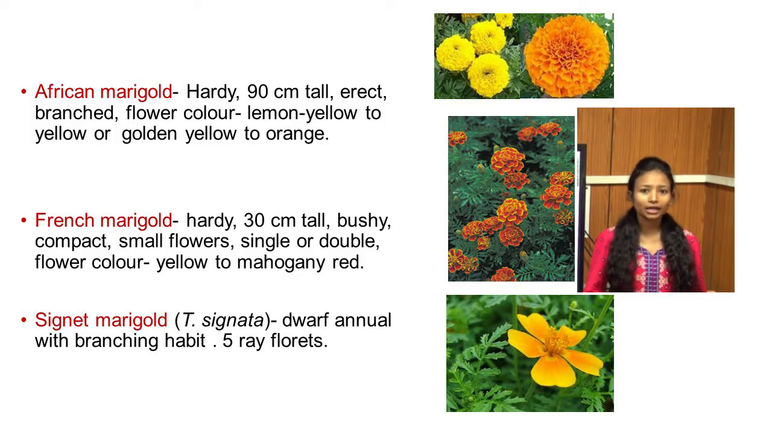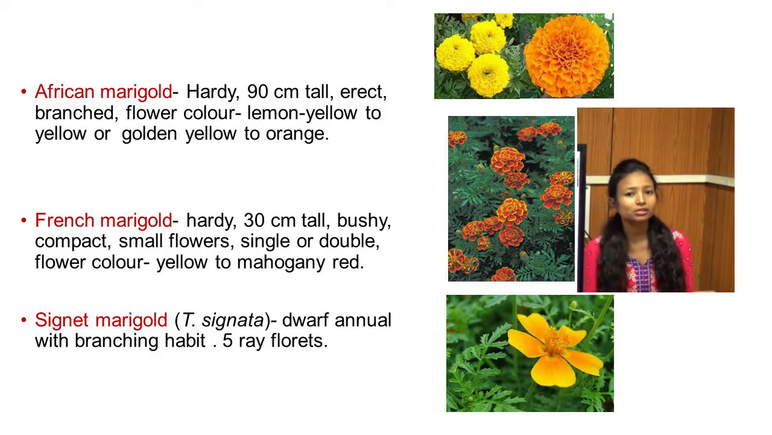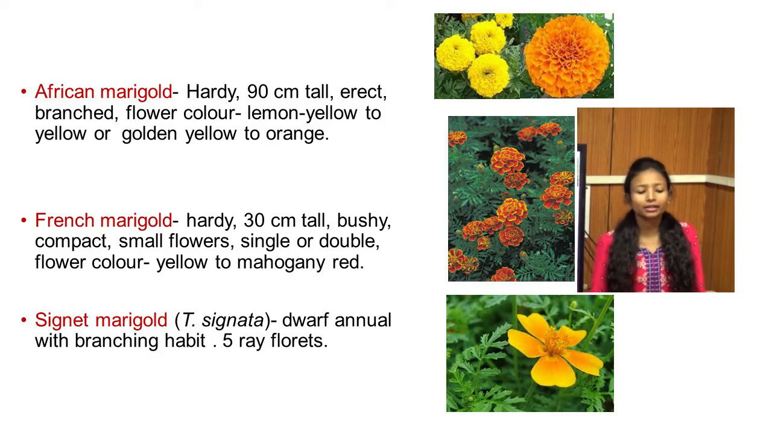African marigolds are hardy plants. They are tall, about 90 centimeters, erect and branched, and the flower color varies from lemon yellow to orange. Whereas the French marigold is comparatively smaller than the African marigold, growing up to 30 centimeters in height. They are also hardy like the African marigold, and more bushy or compact in nature. The bloom size is smaller as compared to the African marigold, and the flower type may be single or double. The flower color varies from yellow to mahogany red.